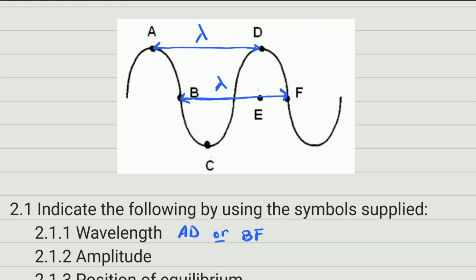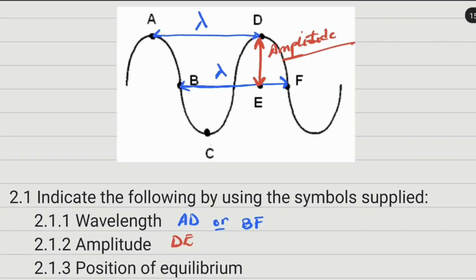Then they ask what represents the amplitude. Remember, the amplitude is the distance from rest position to a crest or from rest position to a trough. So in this case, the amplitude will be represented by this distance here, and you can represent it anywhere, but here you only have the letters. So this is the amplitude. You have to write here DE. That distance there is what represents the amplitude.